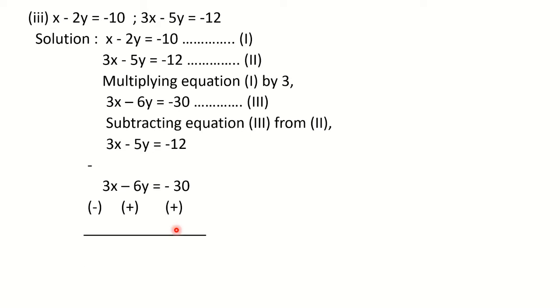Now let us subtract here. Plus 3x and minus 3x get cancelled. And here plus 6y minus 5y, so 6 minus 5 is 1. That means you will get y on the LHS. And 30 minus 12 is 18. So we get the answer y is equal to 18. In this way the variable x is eliminated and we got the value of y as 18.